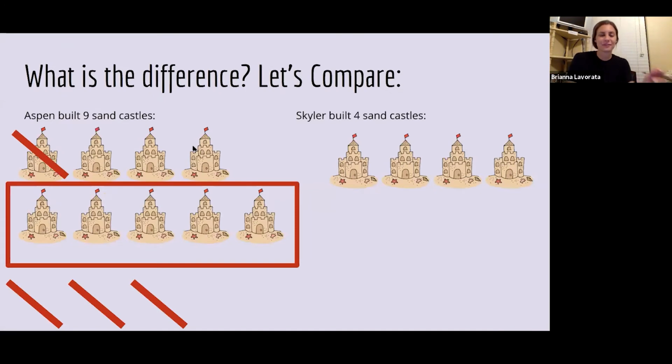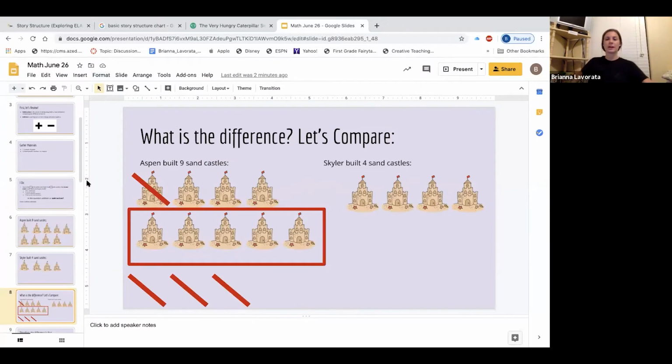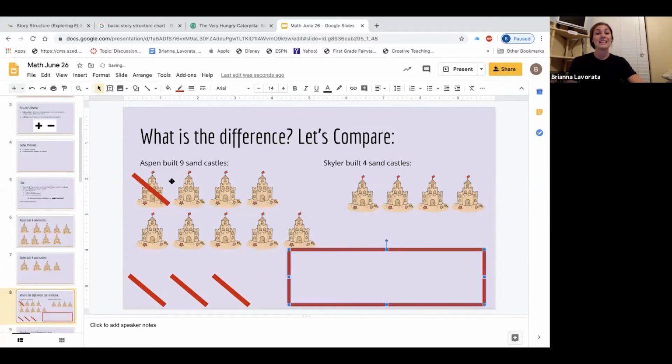So now what's the difference? What is the difference here? So we're going to go ahead and work on this one together. So we see that Aspen built 9 sandcastles and Skylar built 4 sandcastles. So in order for me to figure out the difference, I'm going to cross out on Aspen's side. I'm going to cross out 4 sandcastles because I want to get rid of 4 sandcastles to figure out how many more Aspen built than Skylar on the right.